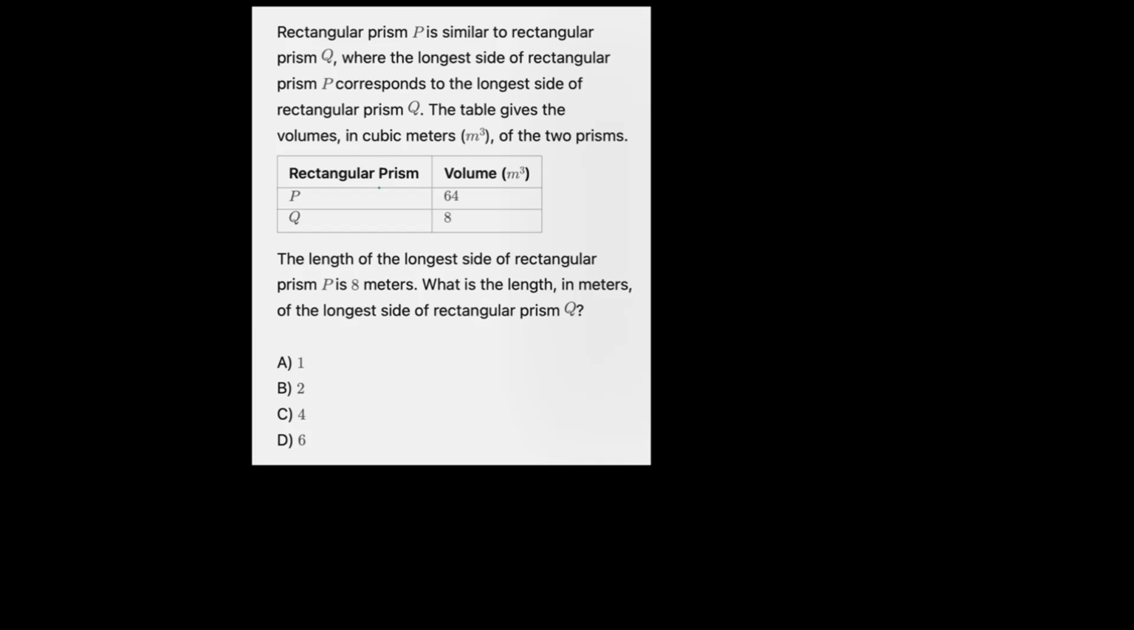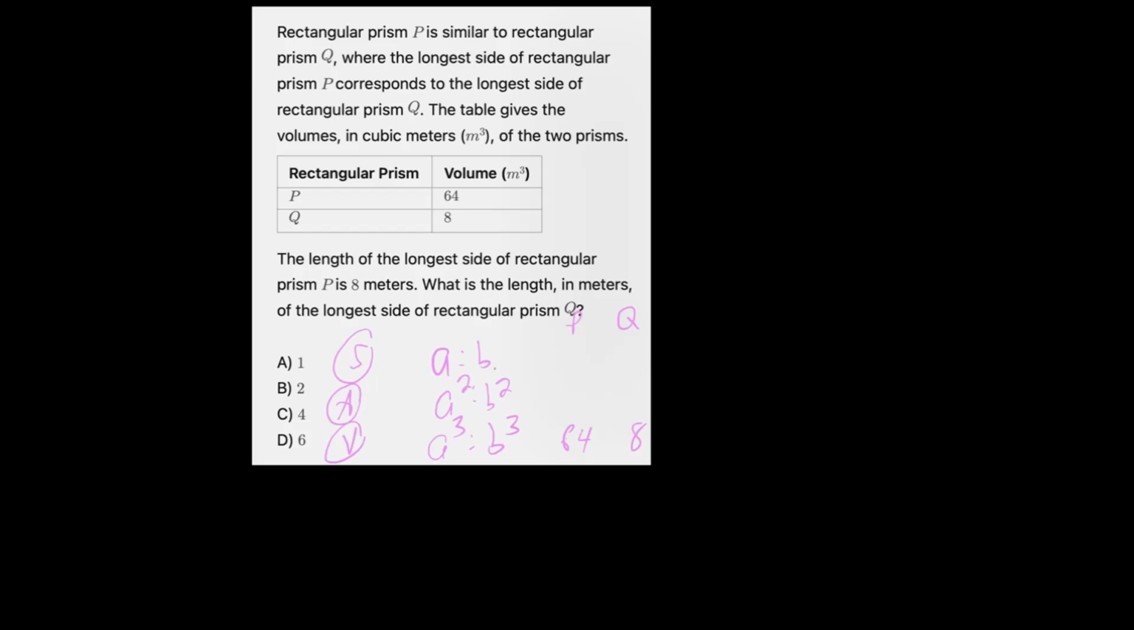Here we have the volumes of rectangular prisms. So we have the part of the ratio that we haven't really looked at yet. We have A to B for the sides. We have A squared to B squared for the areas. And we have A cubed to B cubed for the volumes, if by chance it's a 3D situation, and here it is. So for P and for Q, the volumes are in a ratio of 64 to 8.